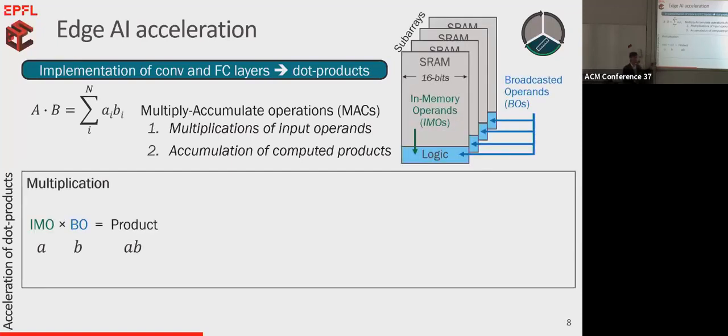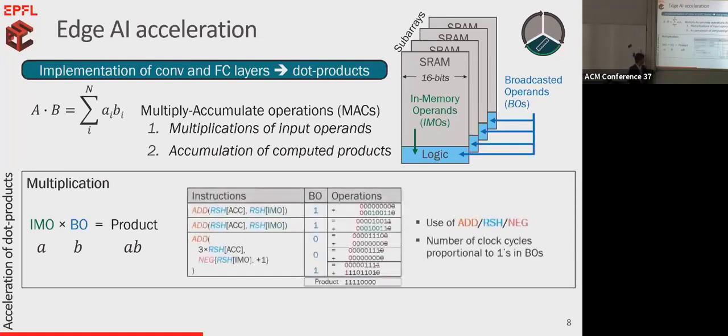Focusing on multiplications, you see here an example where we have two input operands, one named IMO, which stands for in-memory operands, and the other BO, as you can see in the picture, named broadcaster operands. Why? Because one of the two is actually stored inside the memory array, the in-memory operand, while the other is streamed from outside, directly inside the logic of the compute memory.